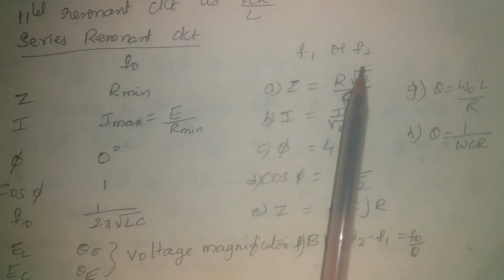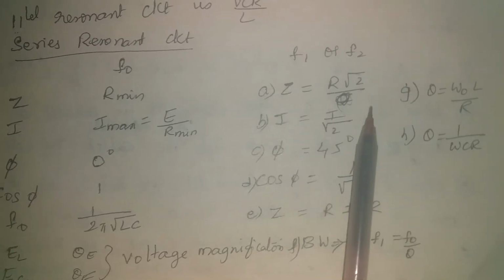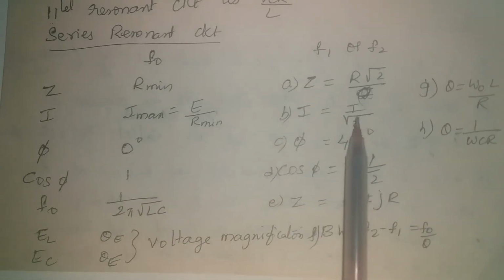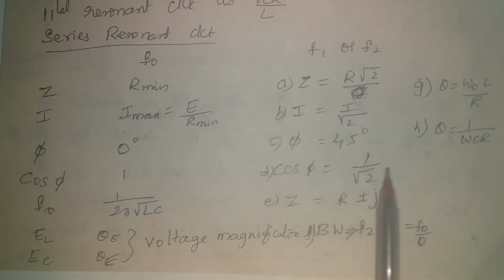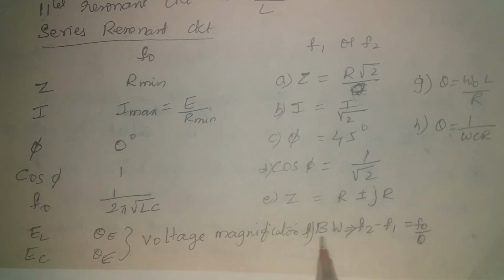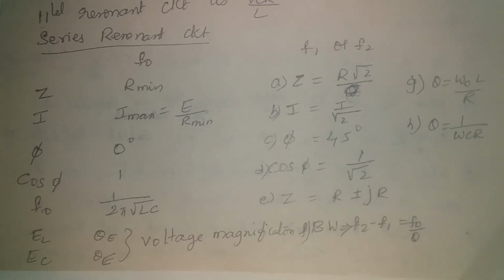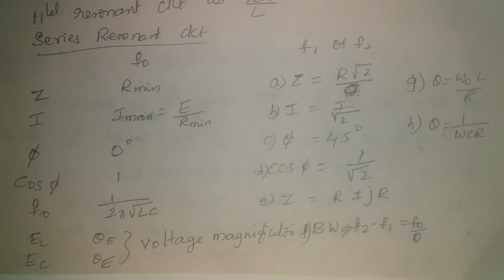Now at F1 or F2, that is at half power point, Z is R root 2. I is equal to I by root 2. What is phi? Phi is 45 degrees. Cos phi is 1 by root 2. Z is R plus or minus jR. What is the bandwidth? It is F2 minus F1, which is equal to F naught by Q. This is all about series resonance circuits.